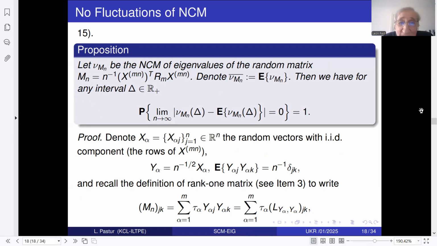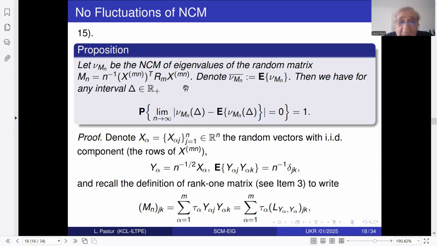Okay, it's just to formulate this assertion. We are starting to prove the theorem, and the first assertion that I'm going to prove is of certain interest in itself. It assumes that we have the matrix that was written above, and its eigenvalue normalized counting measure. This is our matrix. Now you see here it is n minus 1. Now denote by nu bar the expectation of that measure.